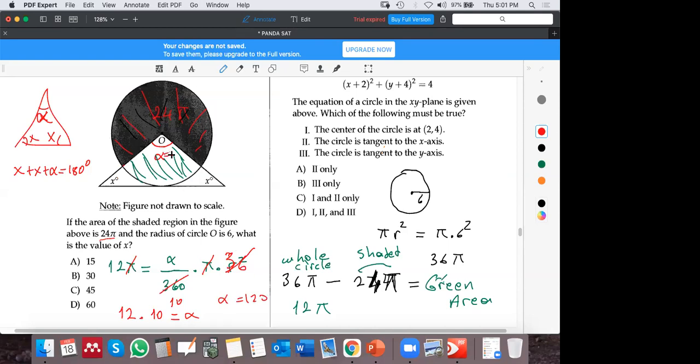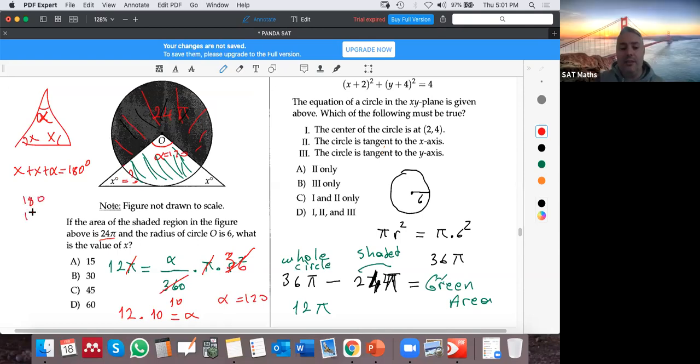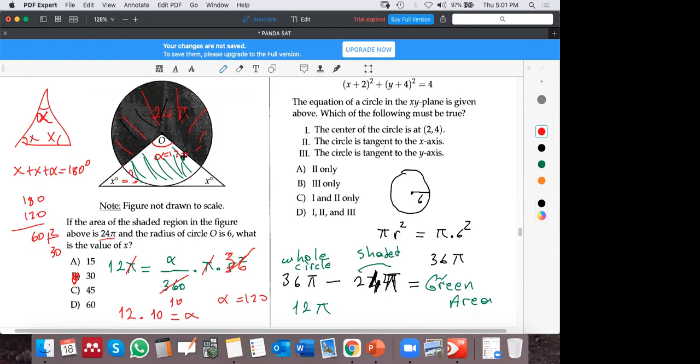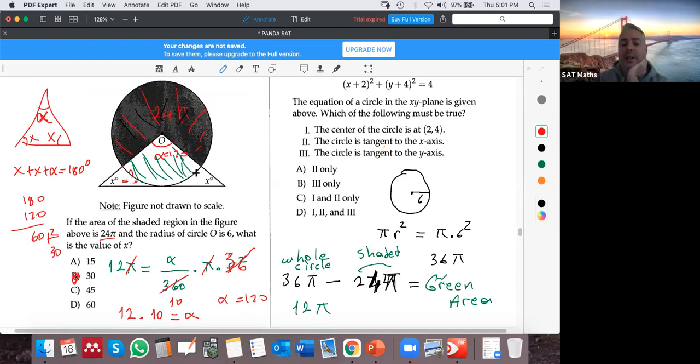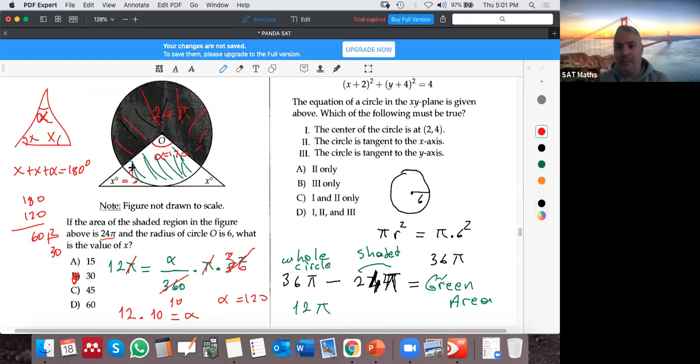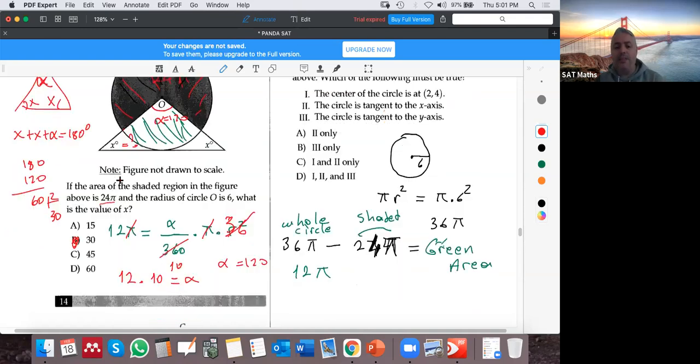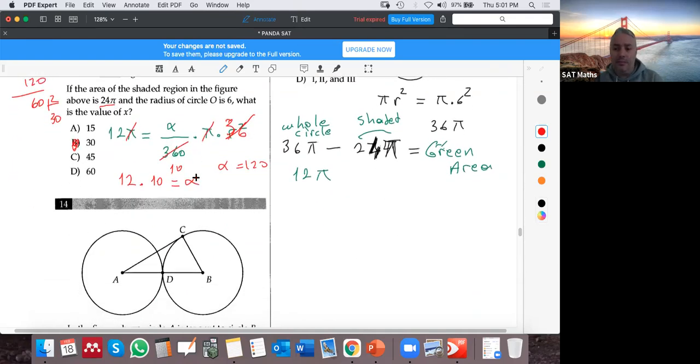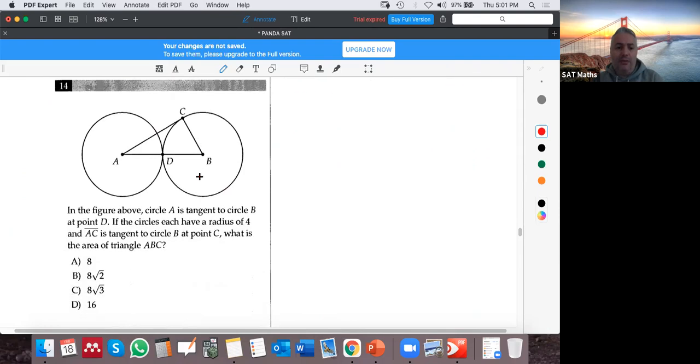If alpha is 120, my dear students, what will x be? 180 minus 120 is 60, divided by 2, 30 comes out as the result. Check: 30 plus 30 is 60, 60 plus 120 is 180. Is it okay? Final stage? Yes, sir. It's clear. It's not a simple question, a little bit advanced level. Now, let's go on to question number 14.